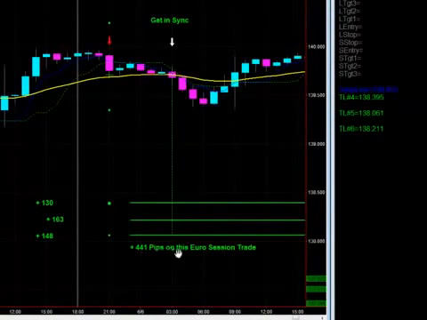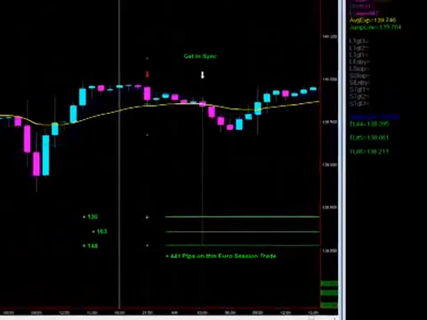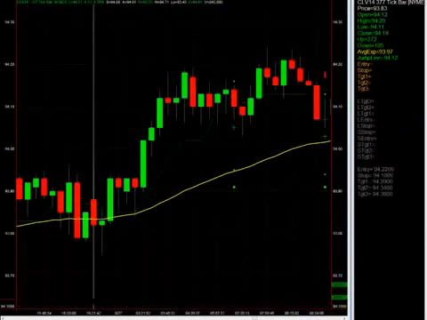The trader made 163 pips, 441 pips on one single trade on an hourly chart trading the euro yen with the Trend Jumper Reversal Trader. Trades great on futures as well.